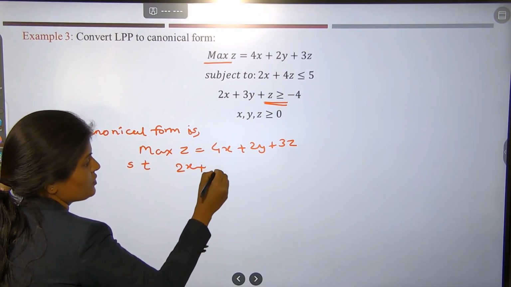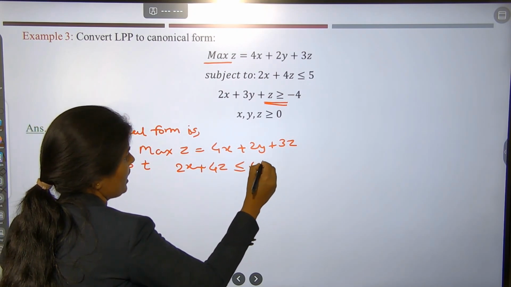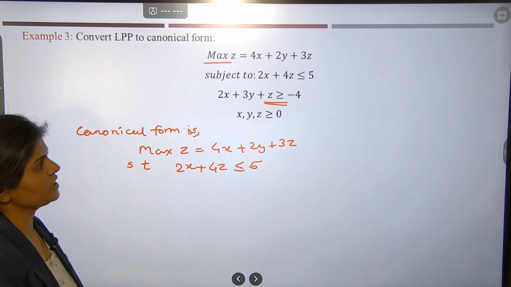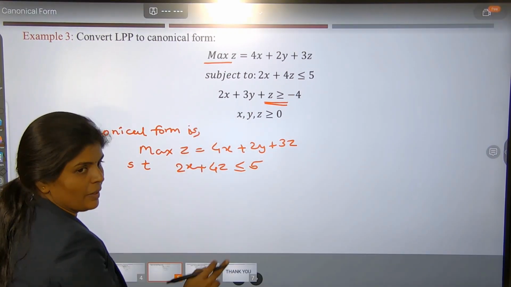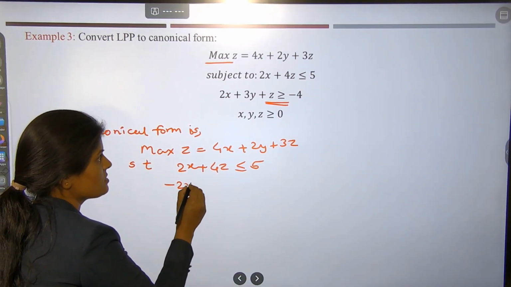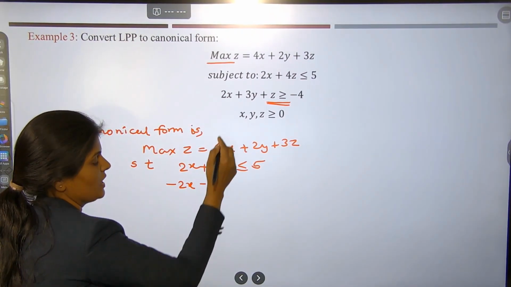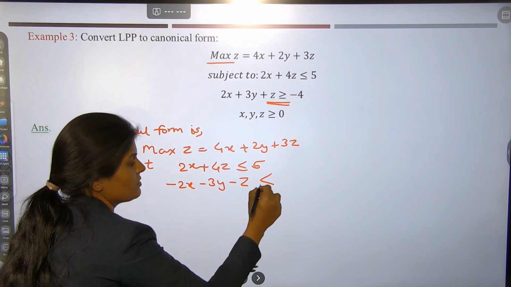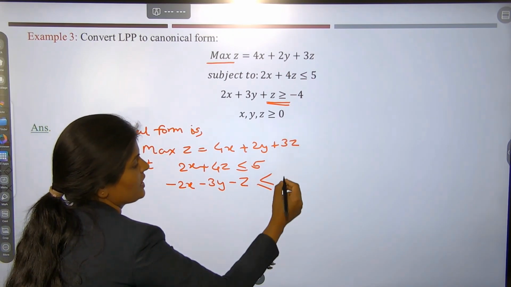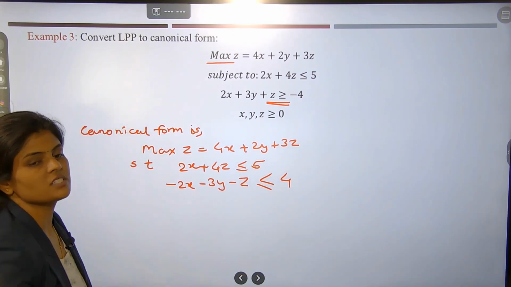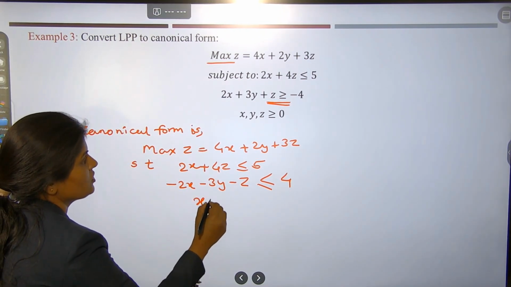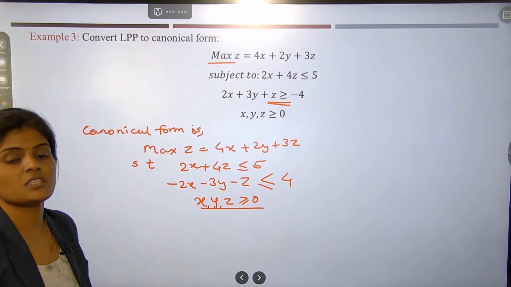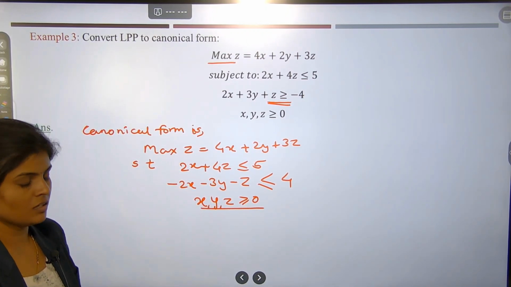2x plus 4z less equal 5, and for the second constraint we have to convert this greater equal into less equal by multiplying by minus 1. So multiply the LHS by minus 1, we get minus 2x minus 3y minus z, and this greater equal converts into less equal, and minus of minus 4 is plus 4. The non-negative conditions are as they are, which means the third condition is also satisfied. So this is the canonical form of the given LPP.